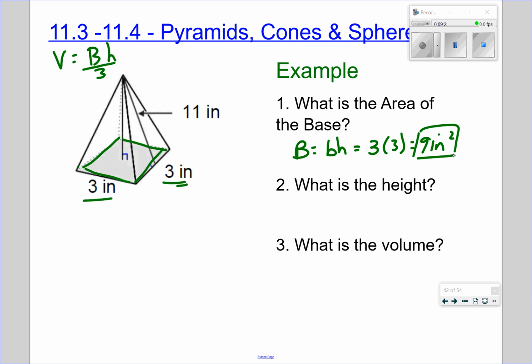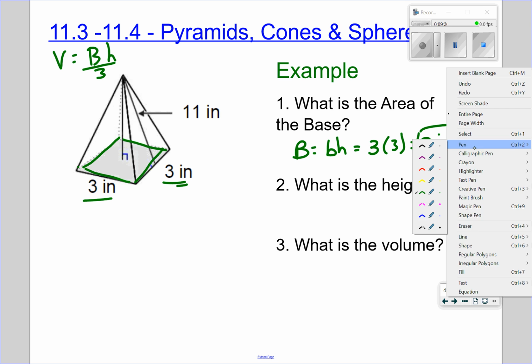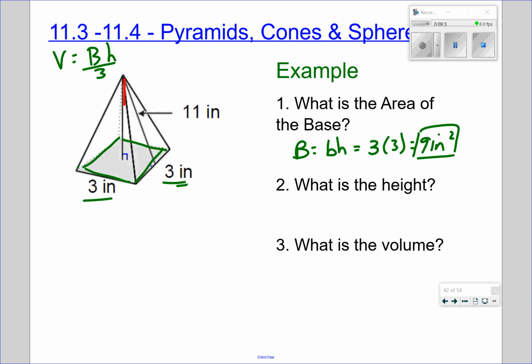The height of our pyramid, so here's where we get a little confusing. The height of the pyramid is this. We need to know what this is because this is perpendicular to the base. They've given you this 11. This is called the slant height. So basically it's how tall that slanted side is from the base of your pyramid to the very top of your pyramid, but we don't want that. We need the actual height. So we need this value in here.